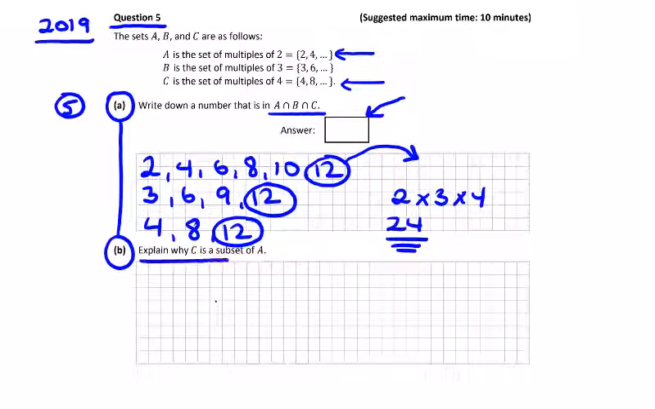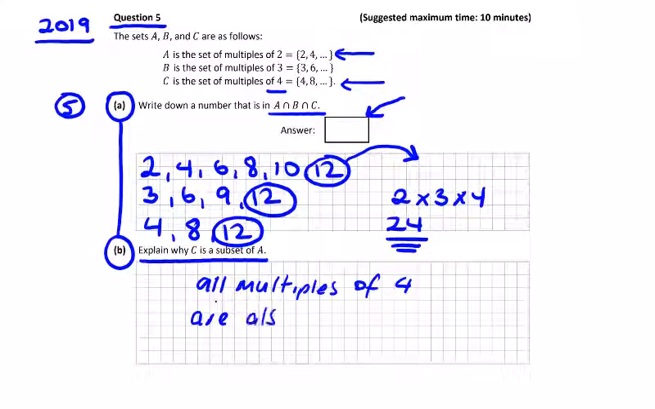Explain why C is a subset of A. So it has to be a smaller version of A, or all the elements of C are in A. C is the multiples of 4. A is the multiples of 2. Well, you have to explain all multiples of 4 are also multiples of 2. I think this is the best explanation.